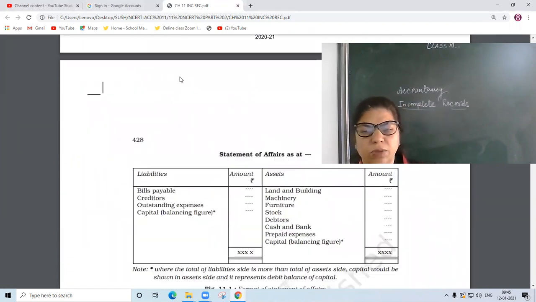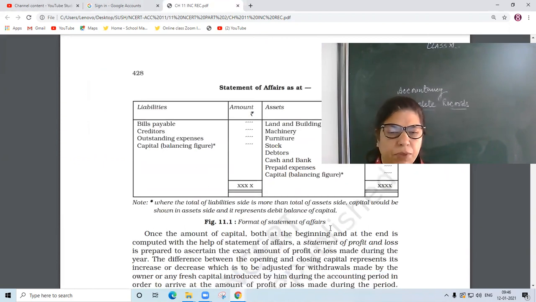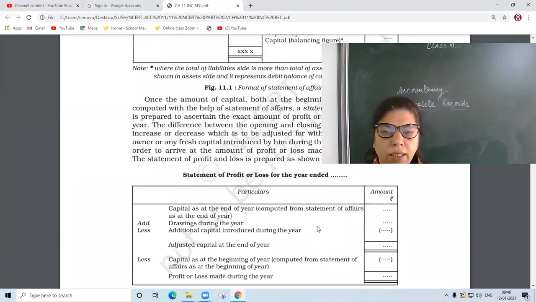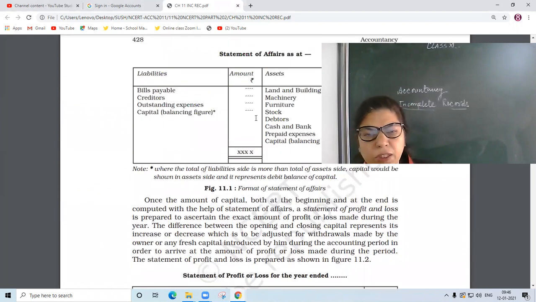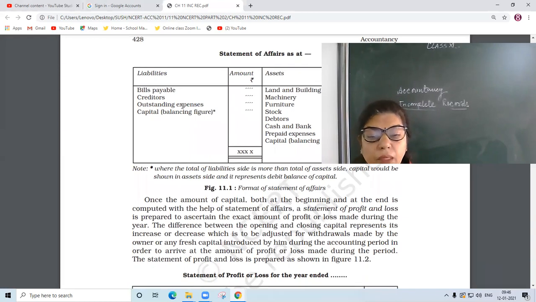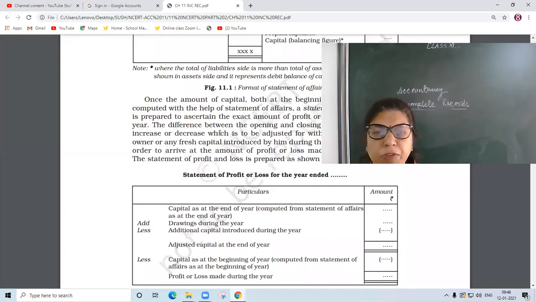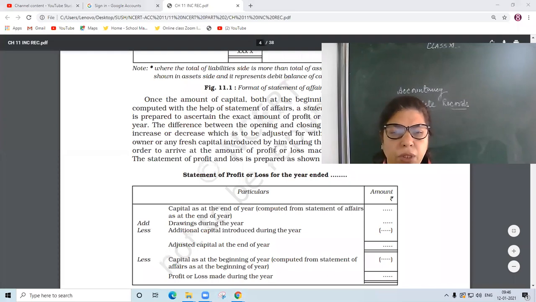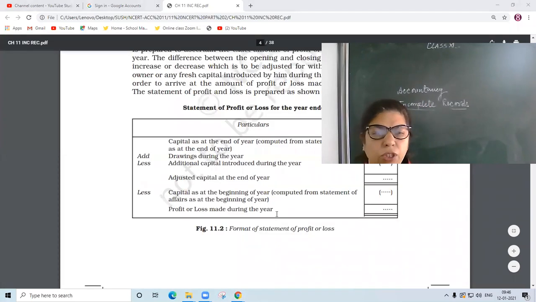See, this is the statement of affairs. Bills payable, creditors, outstanding expenses and capital. Same on the asset side. Here the balancing figure will be capital. Good. Now another statement. This statement of affairs is prepared to know the balancing figure of capital, and this statement of profit and loss is prepared to calculate the profit or loss during the year. This is the capital, add drawings, minus capital.